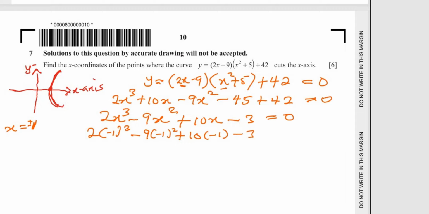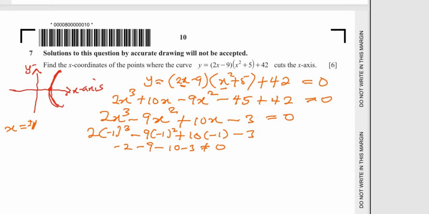This one gives me minus 1, because the power here is an odd number, so I have minus 1 times 2, that's minus 2. Here will give me minus 9, because minus 1 squared gives a positive number. Then minus 10, then minus 3, which is not equal to 0. Alright, then we have to test for another one.